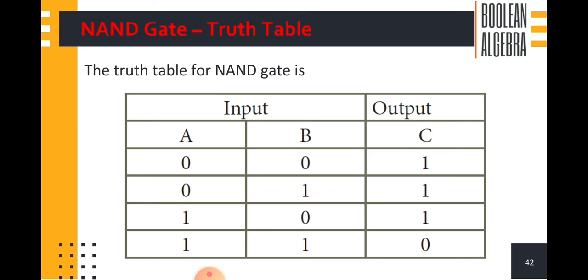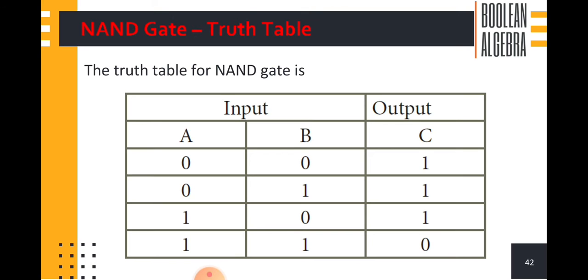If we pass the input 0 0, we get the output 1. When both the inputs are false, the output is true. For 0 1, we get the output as true. For 1 0, we get the output as true. For 1 1, we get the output as false. That is how you can state the output: the NAND gate produces a false output when both the inputs are true, otherwise the output is true.